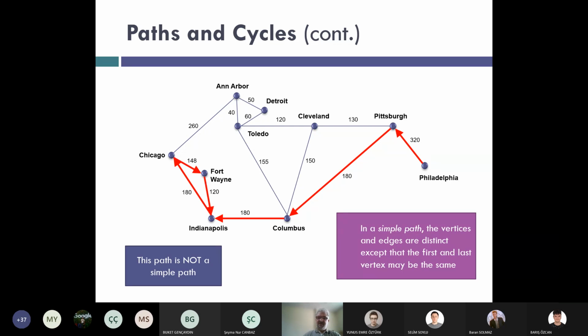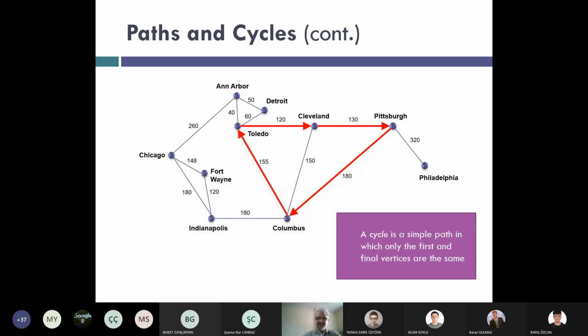There is no cycle in this path, and this path is simple. But this path, Philadelphia, Pittsburgh, Columbus, Indianapolis, Chicago, Fort Wayne, and Indianapolis again, is not a simple path, since Indianapolis appears twice in this path. It contains a cycle. Actually, a cycle is a sequence of vertices, but in a cycle, the starting vertex and ending vertex are the same.